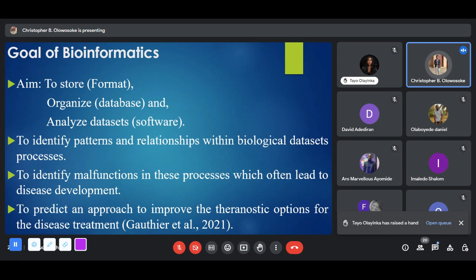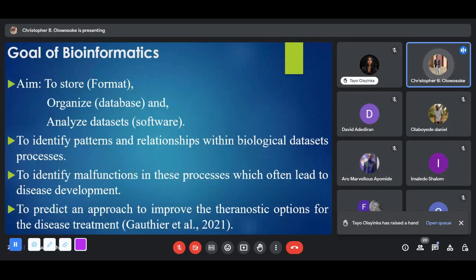Now the next aim of bioinformatics is to help us organize. When we have stored all this biological information, the data, we have to put it in a place. And that place, they call it a database. So we have different types of databases. We have the primary databases, like NCBI. We have the DDBJ. We have the ENA database.